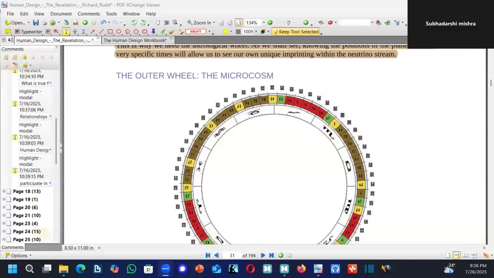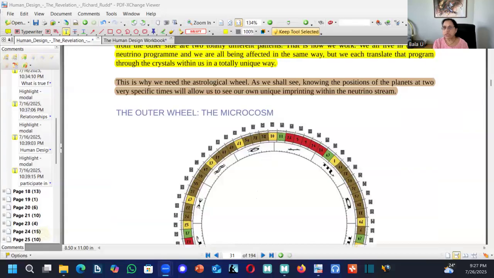Correct. Okay. Then there is the design side of it which will come. Yes. So now it is only the horoscopic side which is said what is the only impact in the macrocosm. Correct. Now let us go. So that is why he says knowing the position of the planets at the two very specific times. Correct. Always in astrology they say the moon time and the sun time.